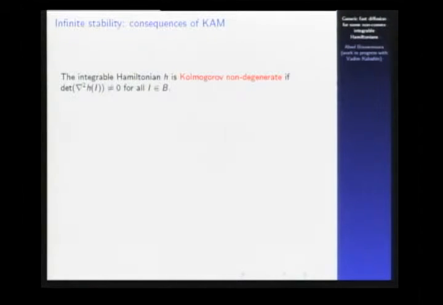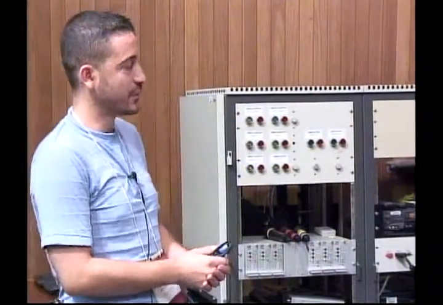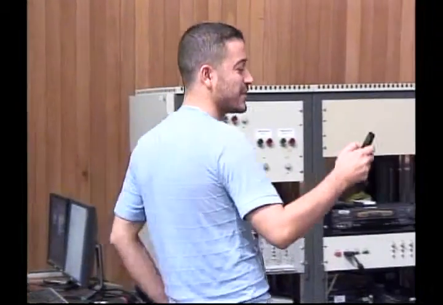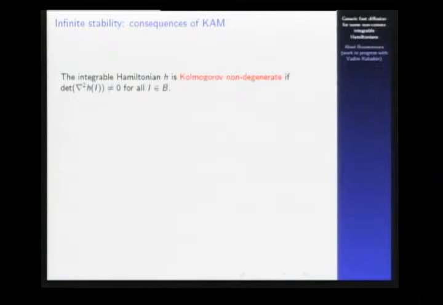Okay? And of course, the conjecture of instability cannot be true for any perturbation, because you can have a perturbation that keeps the system integrable. So you have to put a condition on the perturbation. Let me say that the integrable Hamiltonian H is Kolmogorov non-degenerate if the Hessian matrix has a non-zero determinant at all points. Which means that the gradient map of H is a local diffeomorphism at all points.